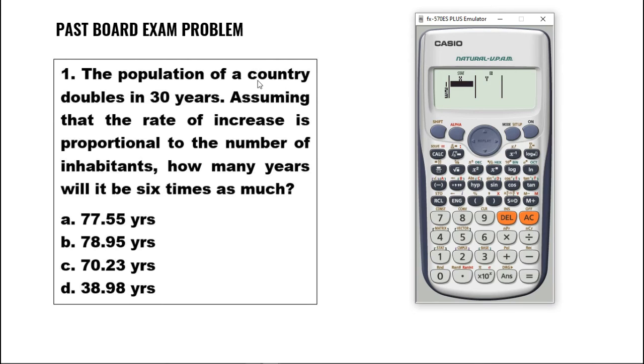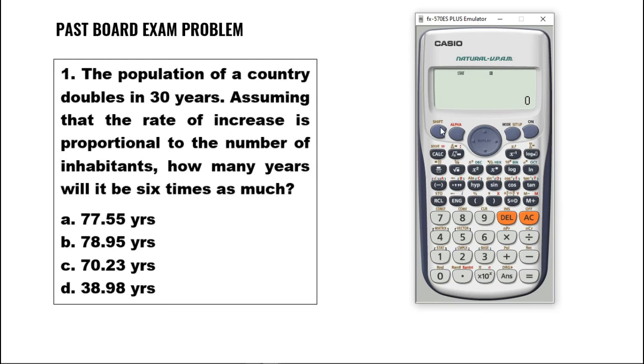Here, the population of a country doubles in 30 years. Assuming that the rate of increase is proportional to the number of inhabitants, how many years will it be 6 times as much? At the beginning, that is time 0, our population is still complete. Let's say 100%; any value will do here. Now, it doubles in 30 years. So at 30 years, if our initial population is 1, you can assume any value, it doubles in 30 years. Therefore, it is 2. Now our data is complete.